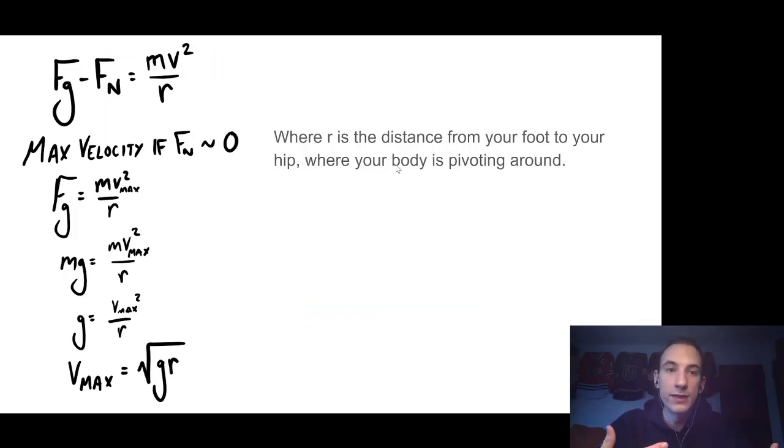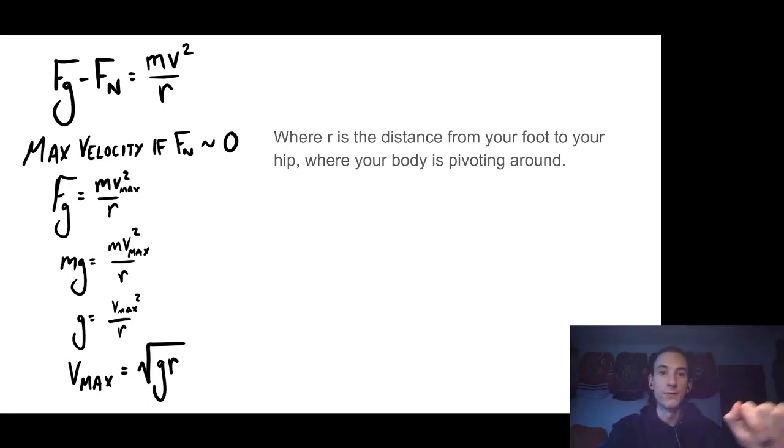So that's really interesting. Let's imagine a situation where we're moving as fast as possible. We said our normal force is defined by this reaction we have. If we make our normal force really, really close to zero, we can figure out our maximum walking speed. Our weight is then just equal to mv squared over r. And we can solve and say that our maximum speed is equal to the square root of g times r, where r is the distance from your foot to your hip, or where your leg is pivoting around.